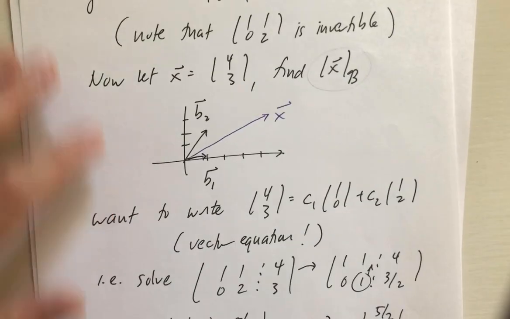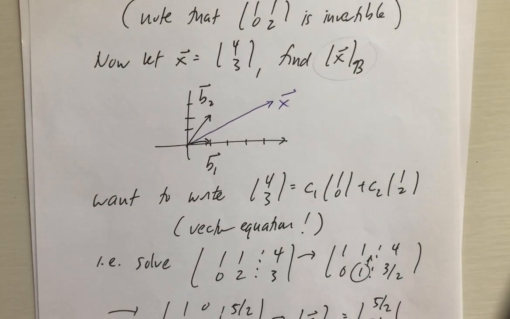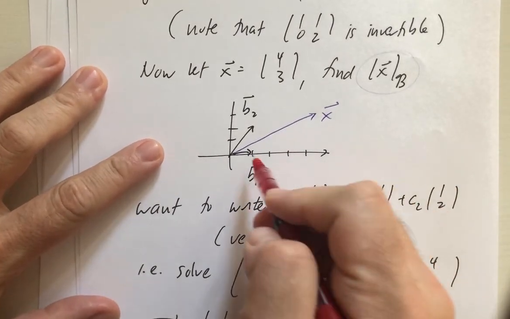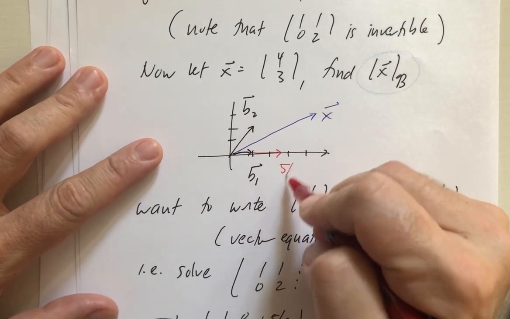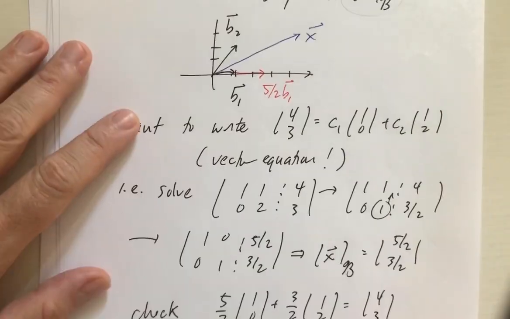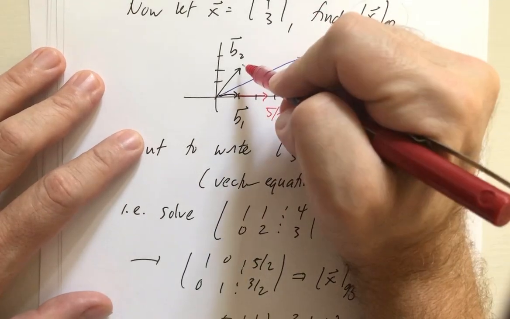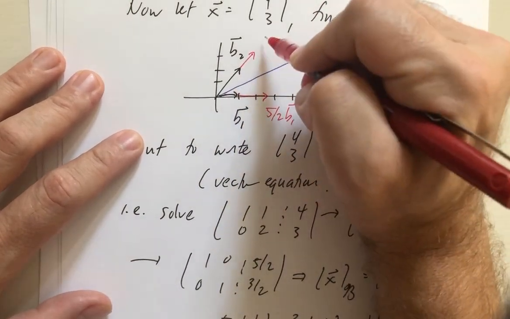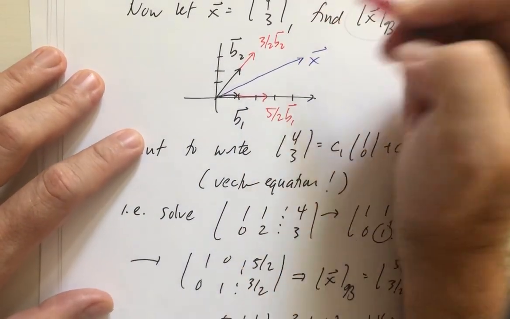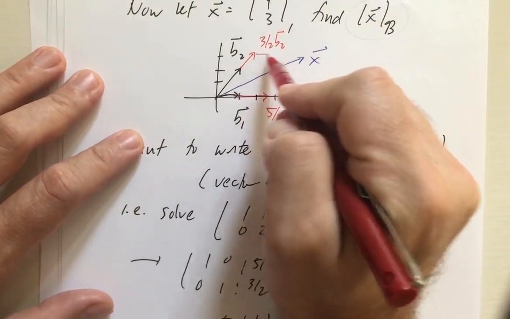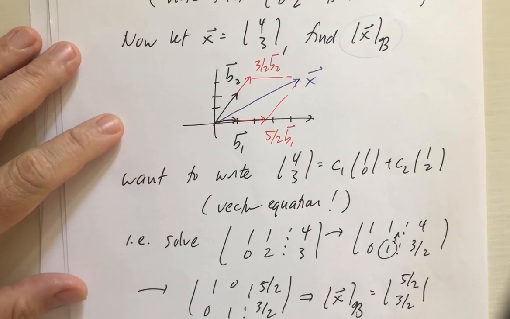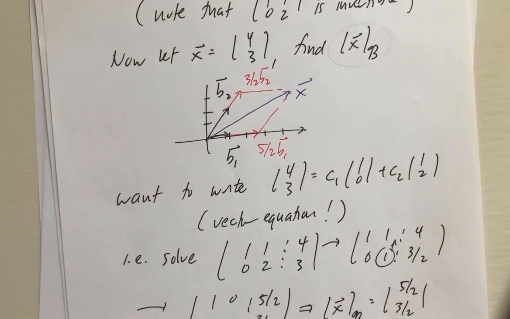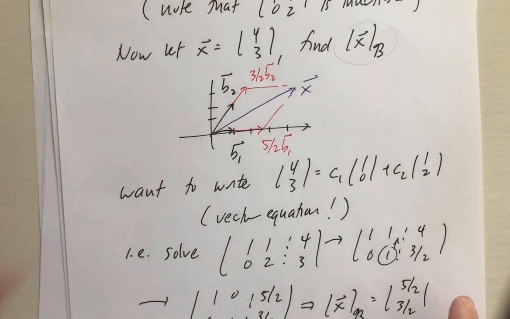So let me try to draw the picture, hopefully this doesn't get too messy. It's saying that I take 5 halves of vector 1, which was something like this, right? That's like 5 halves b1. And then I want to take 3 halves of b2. So 3 halves is like 1.5, so this is something like that. And then, yeah, that's not too bad, right? When I add those together, I get the x that I was shooting for. Okay, so that's the idea behind b coordinates.